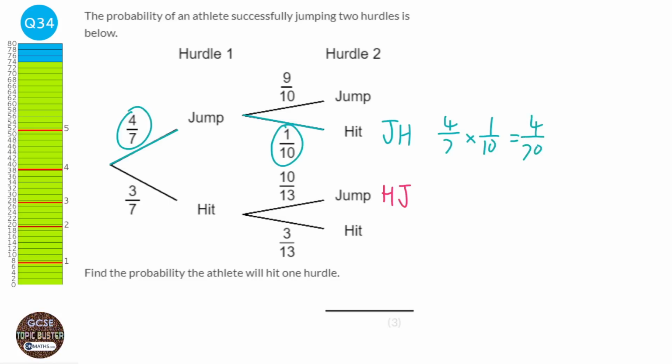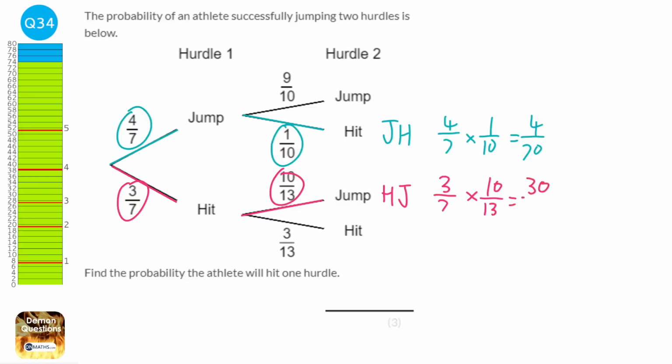And do the same with hit jump. So hit and jump will be 3 over 7 times 10 over 13, which will be 30 over 91.